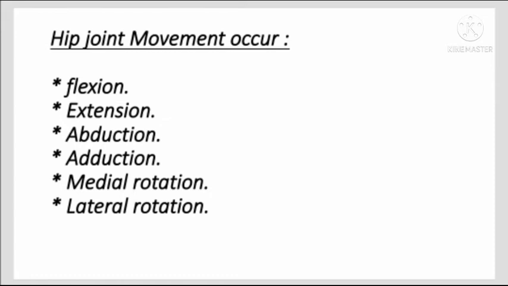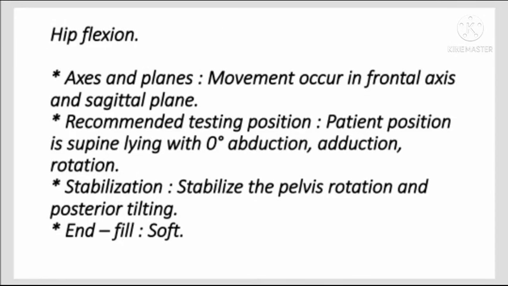Hip joint movement occur flexion, extension, abduction, adduction, medial rotation and lateral rotation. Hip flexion, axis and planes. Movement occur in frontal axis and sagittal plane. Recommended testing position. Patient position is supine lying with 0 degree of abduction, adduction and rotation. Stabilization. Stabilize the pelvis, rotation and posterior tilting.